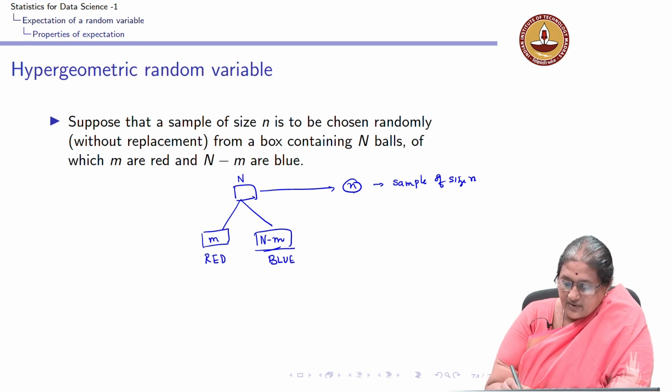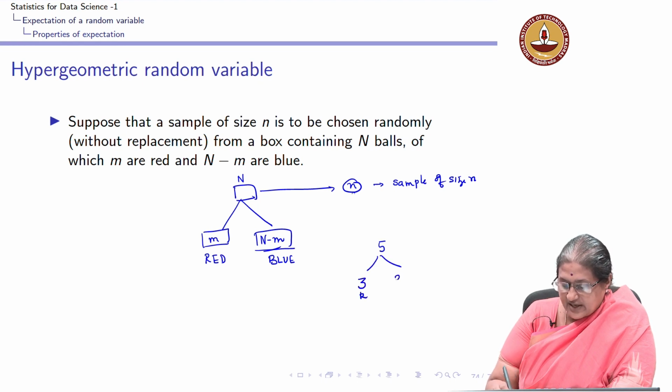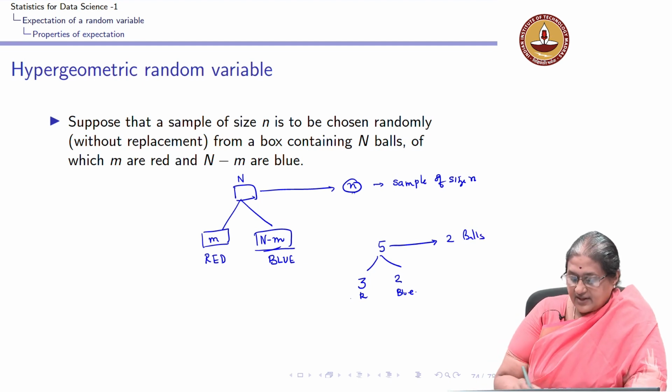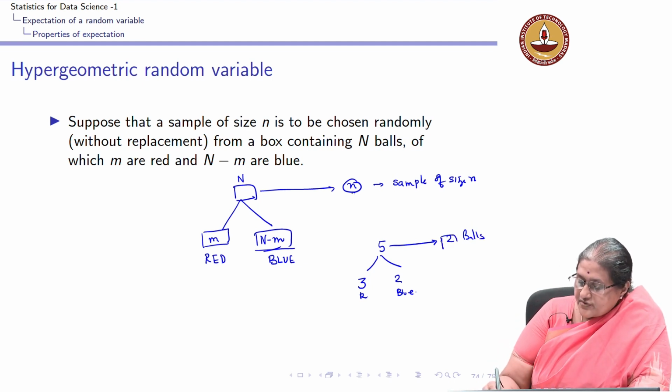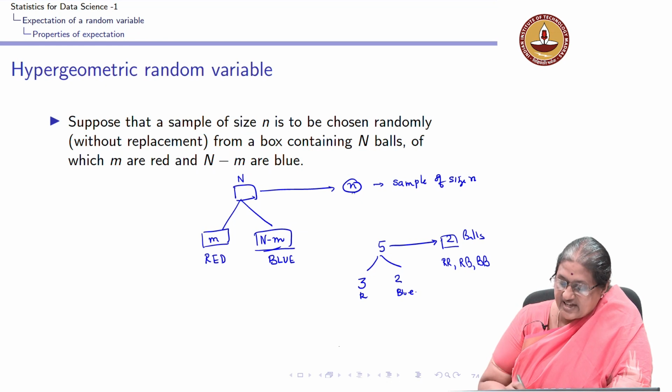Again, this sample also could have red balls and blue balls. The question we are interested in knowing is, suppose for example, I have 5 balls. Of these 5 balls, I have 3 red balls and I have 2 blue balls, and I am choosing 2 balls at random. Then the possible choices for these 2 balls are: both are red, one red and one blue, or both are blue balls. These are the possible outcomes I can have.